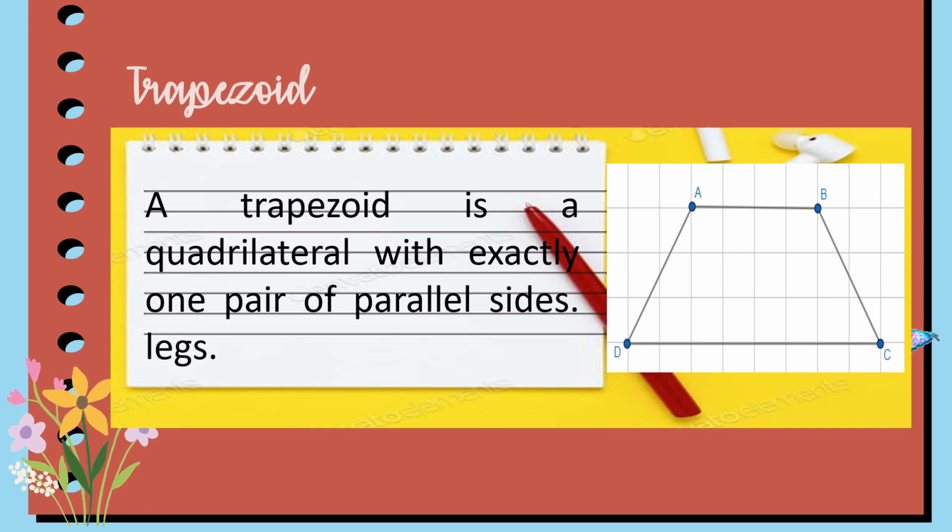So in the given quadrilateral ABCD, AB is parallel to CD. Or we can write that as AB is parallel to CD. So this is the only pair of sides that are parallel.